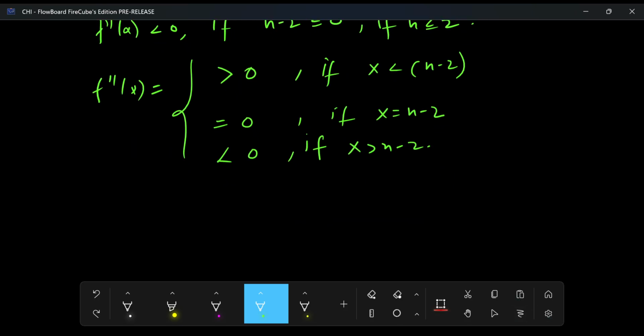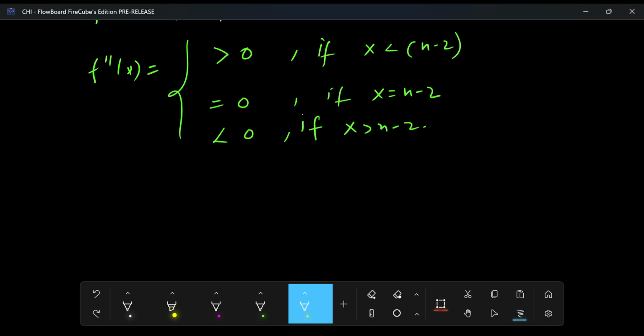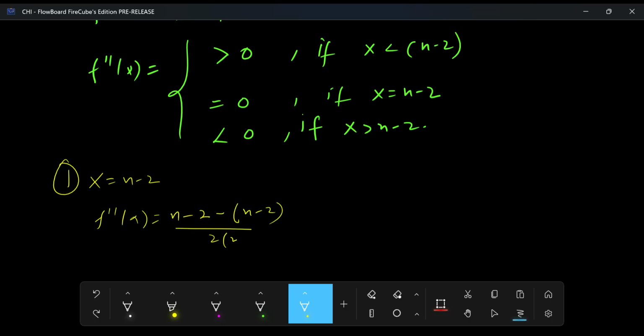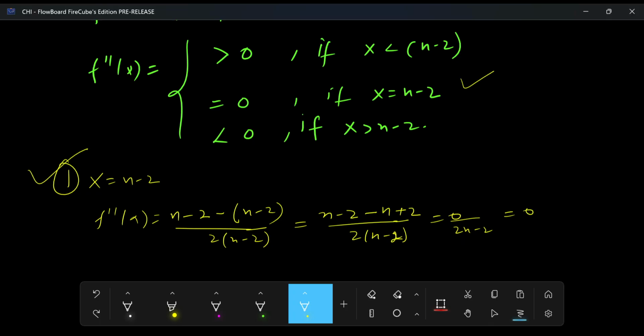See how? When x is equal to n minus 2, f double dash x is equal to n minus 2 minus n minus 2 upon 2 n minus 2, which is n minus 2 minus n plus 2 divided by 2 n minus 2. This is equal to 0 divided by 2 n minus 2, which is equal to 0. When x is equal to n minus 2, f double dash x is equal to 0.